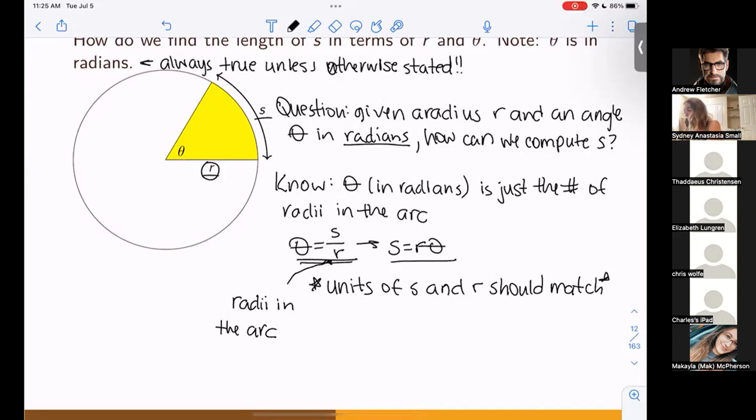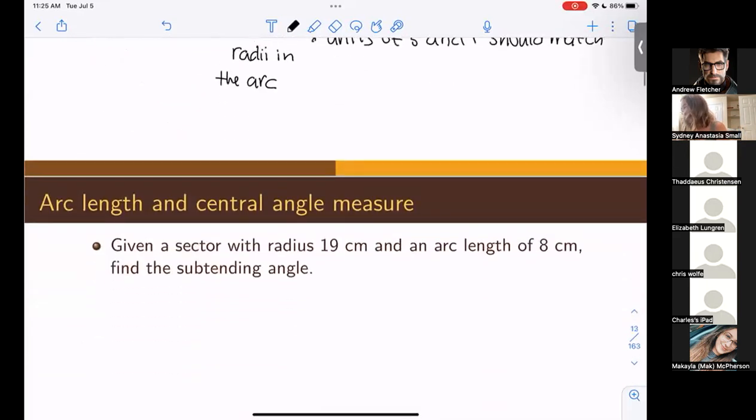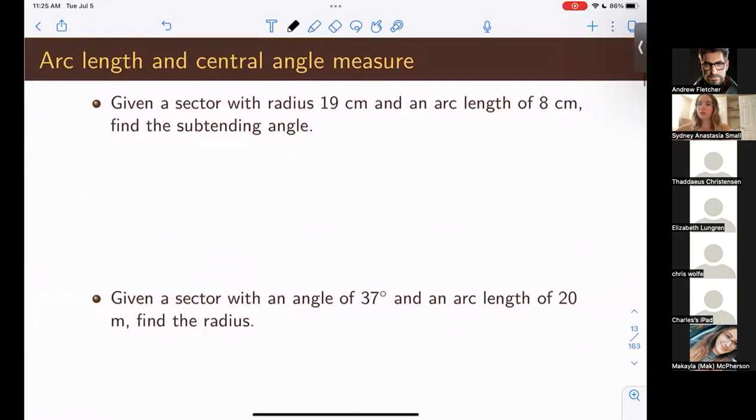These are the two important formulas we'll be taking with us. They're the same formula. They can be derived from one another. But if you can rederive this ratio in your head by just remembering that theta is the number of radii in the arc, you're golden. Okay. So let's do a couple examples.